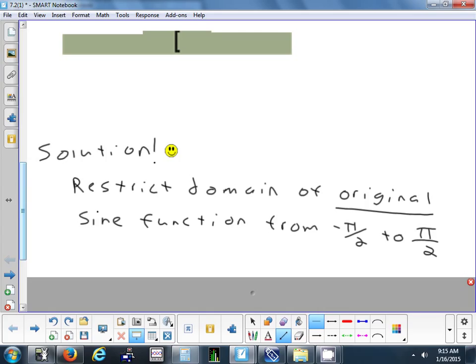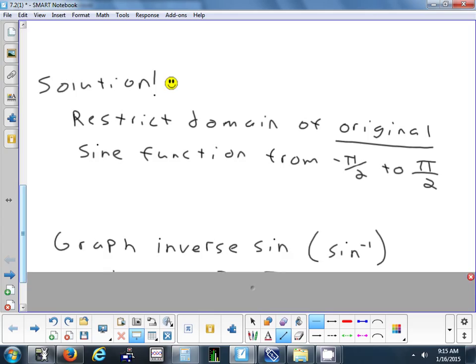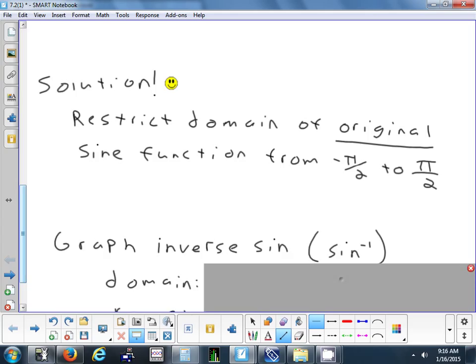So our solution, so we have an inverse, is what we just said. Restrict the domain of the sine function from negative 90 to 90. Okay, now we're going to look at the domain and range of just inverse sine, inverse cosine, and inverse tangent.